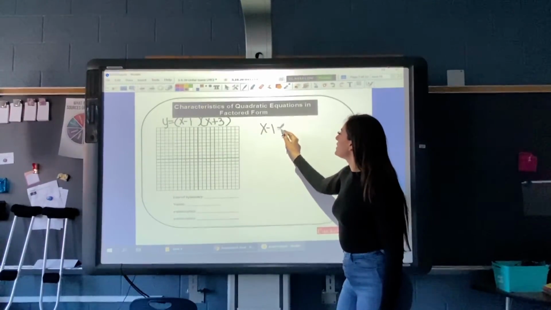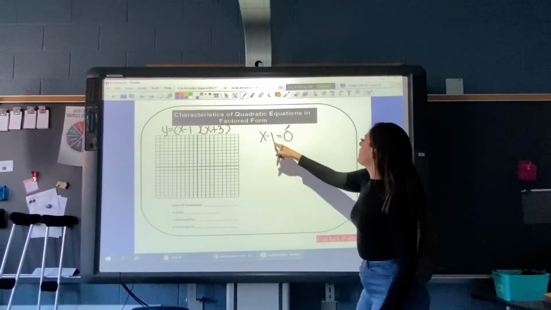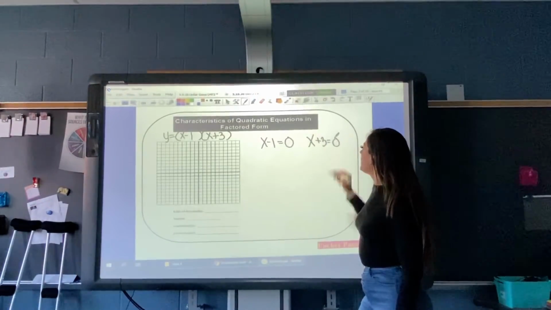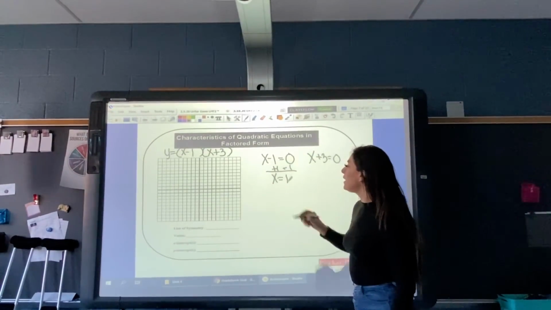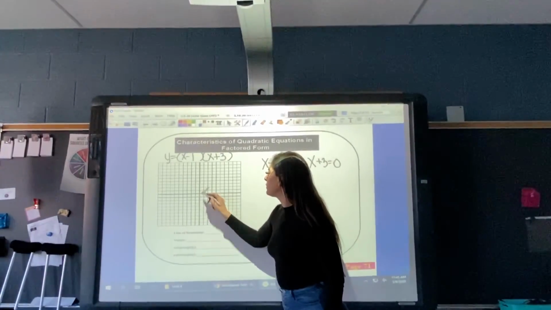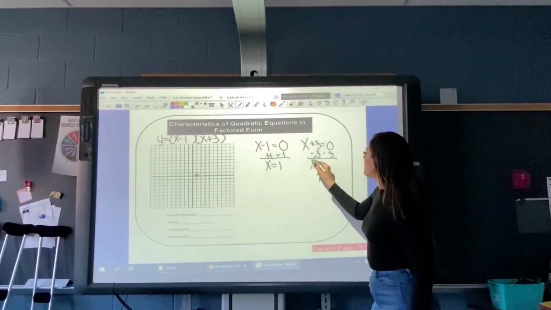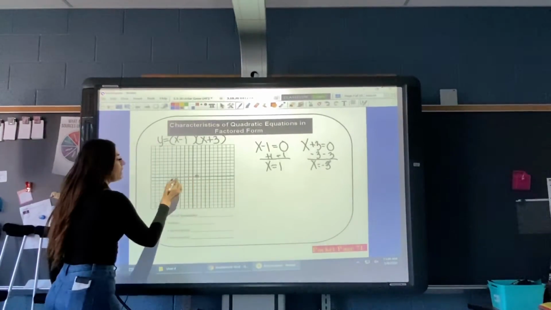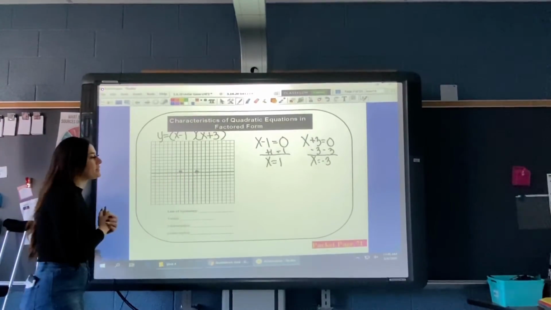So what we're going to do first is set each of the binomials equal to 0 and solve for x. My first one, x minus 1 equals 0, and then x plus 3 equals 0. If I add 1 to both sides here, then I get that x equals 1. That's literally telling you that your first x-intercept is at 1. The next one, I'm going to subtract 3 from both sides, and then I'm going to have x equals negative 3. That's telling me that my other x-intercept is at negative 3. So I know my function is going to cross at these two spots.